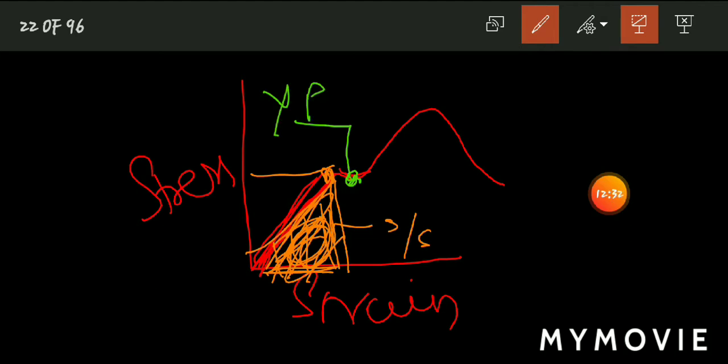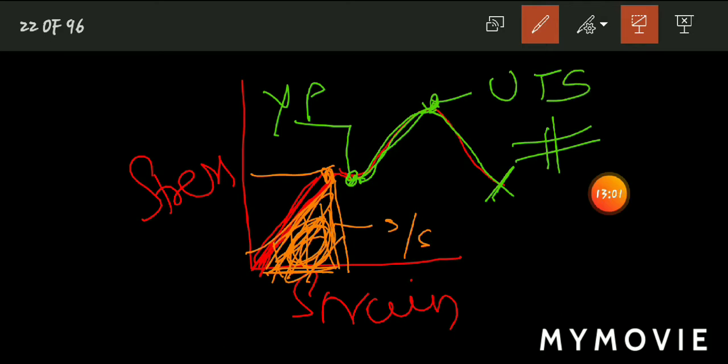After which if you continuously apply the force, the substance or the spring or rubber band will try to elongate till an extent, after which even though you are applying a force, it tries to fail and fracture at one point. So the maximum point until which it will exhibit the plasticity is called the ultimate tensile strength, and the point where it breaks is called the fracture point.